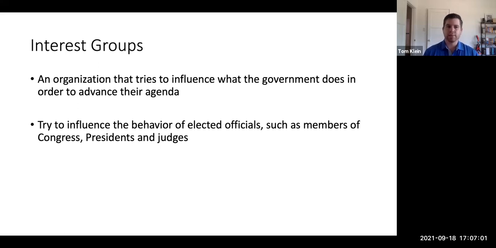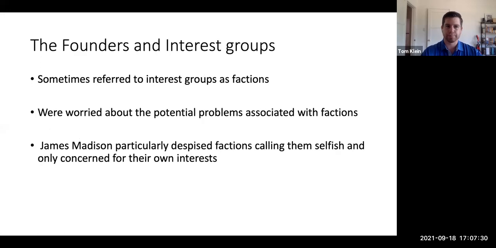lobbyists, that try to influence the behavior of elected officials, such as members of Congress, presidents, and judges. So any person or any individual in a position to influence policy, that's who interest groups are going after. They represent the interest of the company or group they represent, and they want that interest to be applied by people who can influence policy, again, mostly Congress, but also people in the executive office, as well as sometimes judges.